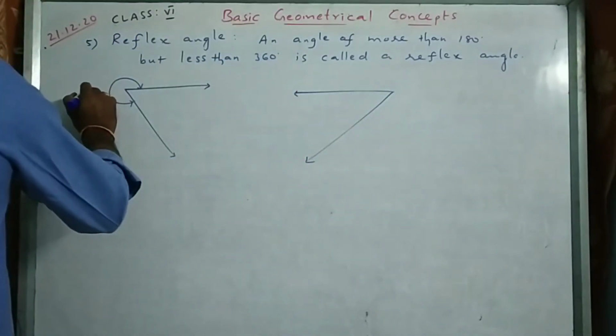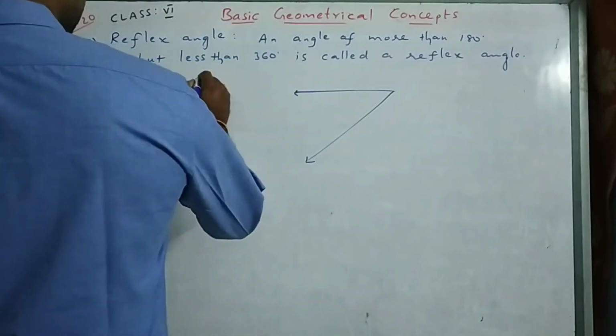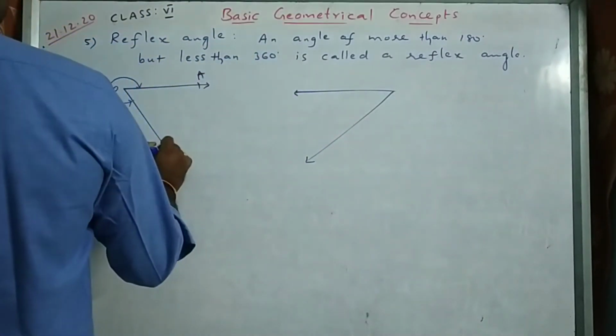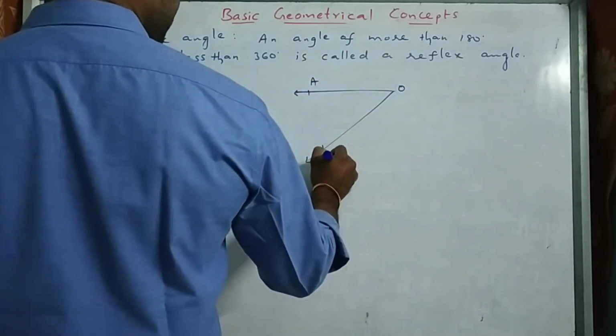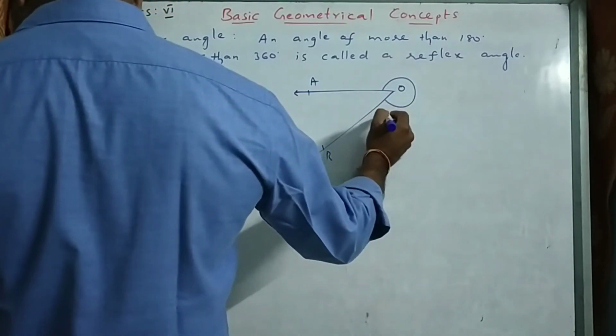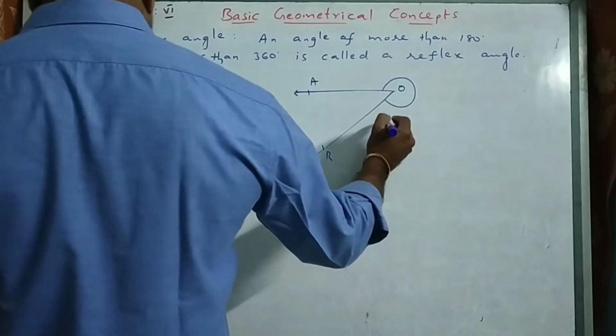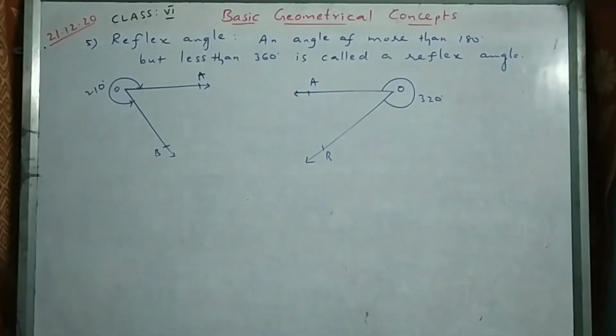For example, this I can take like this, 210 degrees. This is A, O, B. Similarly here A, O, B. Here also this is reflex angle. For example, 320 degrees. Above 180 but below 360, that is called reflex angle.